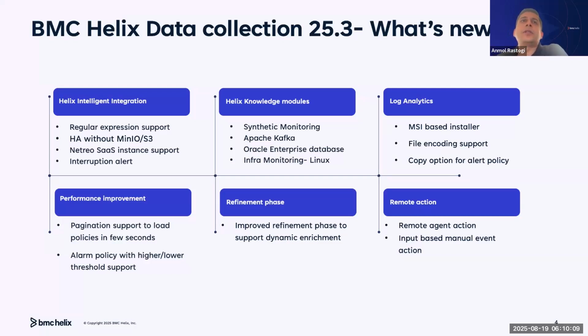Some of the key updates in the BHOM core area: we improved the performance of BHOM by providing pagination support to load policies. When customers had something like 6,000 alarm policies or monitoring policies, the load time for those 6,000 or more policies took a lot of time, right? So we realized that, and what we did is we added the pagination support. So now instead of loading all 6,000 policies at once, we did the pagination, and you can basically see the top 100 policies, and after that the next 100, like that. So that support is added.